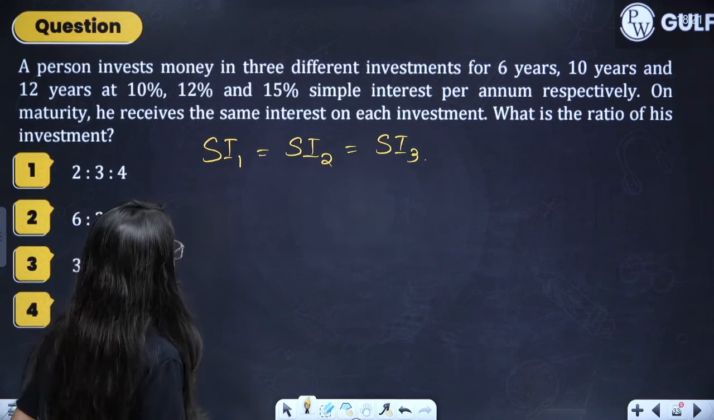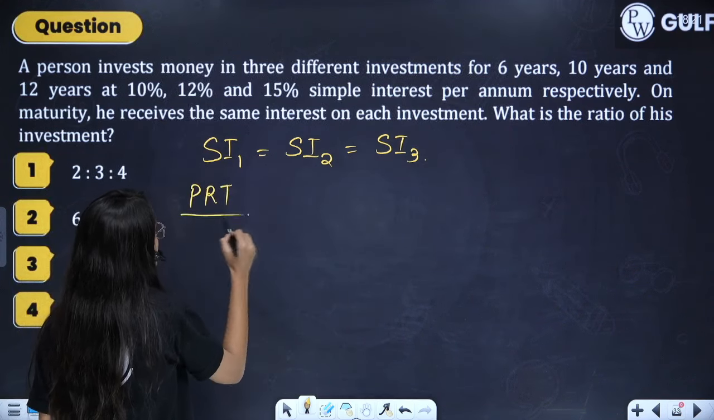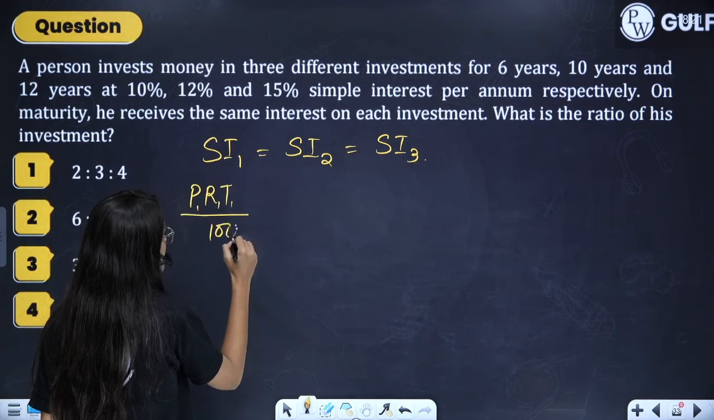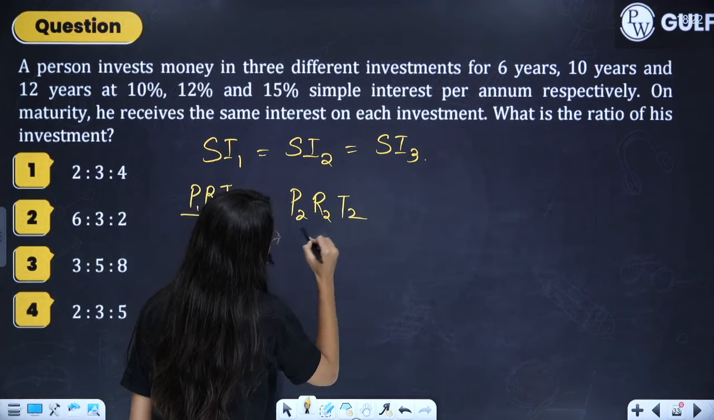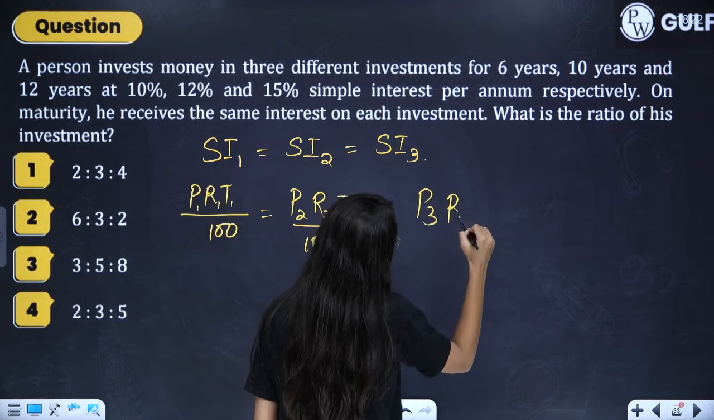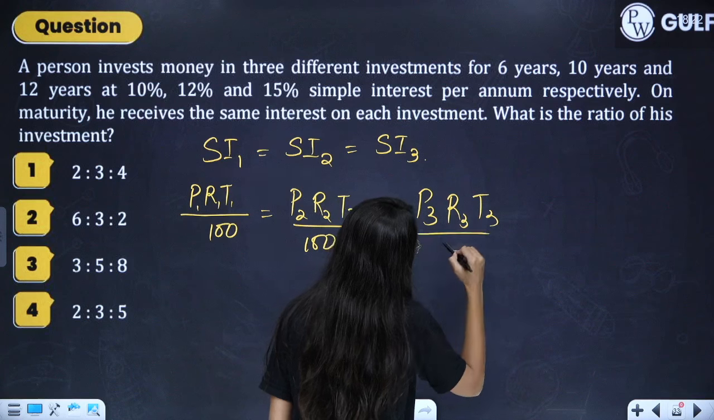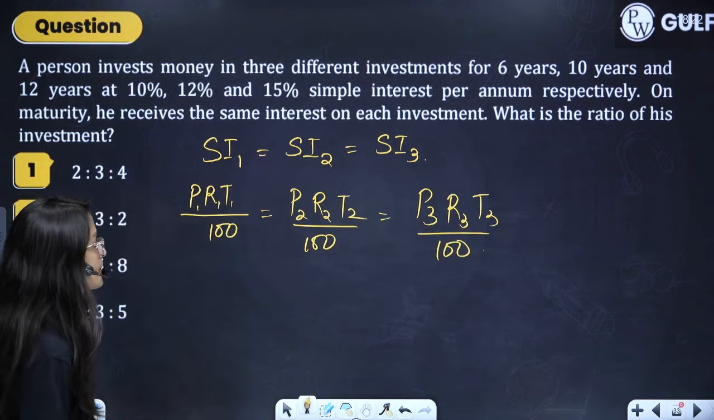So, can I say that here P1 R1 T1 upon 100, P2 R2 T2 upon 100, P3 R3 T3 upon 100. Of course, we'll be substituting the values later on. First of all, 100 is common. I'll knock off that.